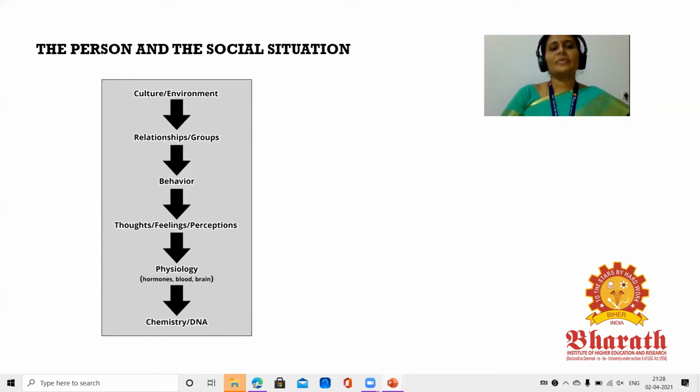Let us see what is person and the social situation. As I mentioned, we are living in a society from childhood and towards the end, we need others' support for our survival. In our society, we are surrounded with various relationships: family relationships, friends relationships, and official relationships for work. And we live in a particular culture, in a particular environment. All these factors affect our behavior. Our behavior is influenced by other factors also.